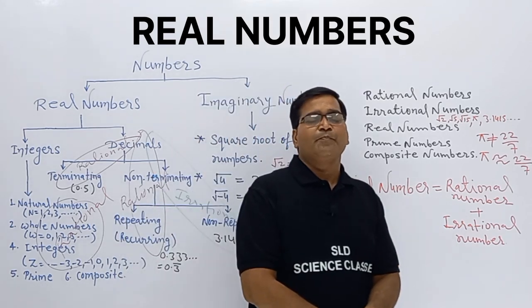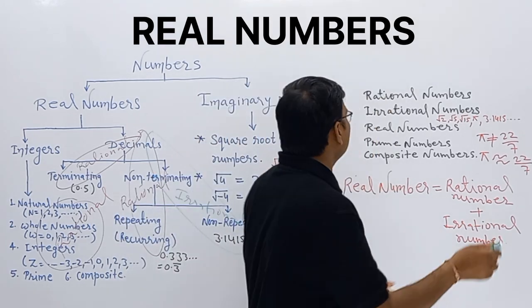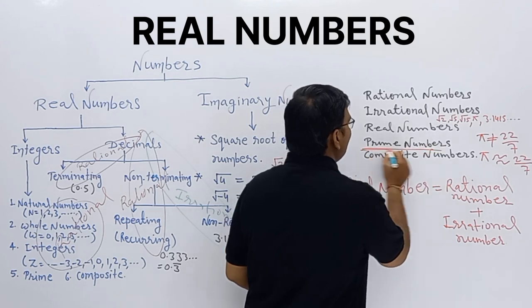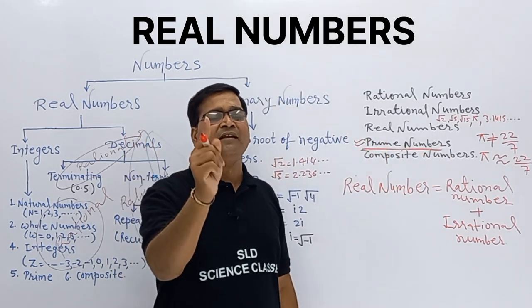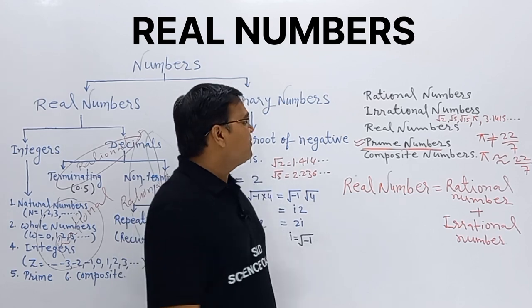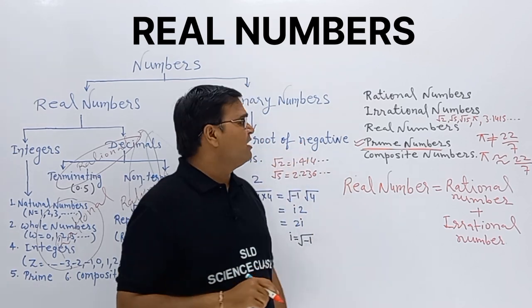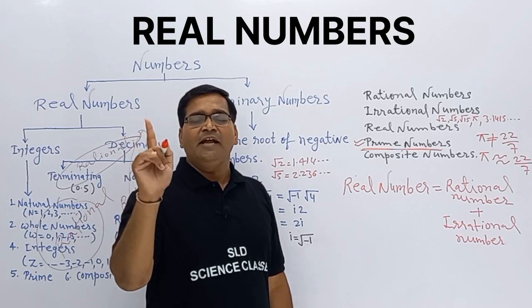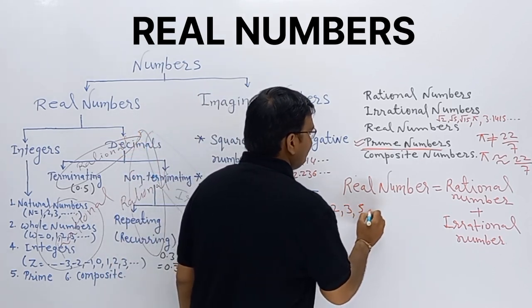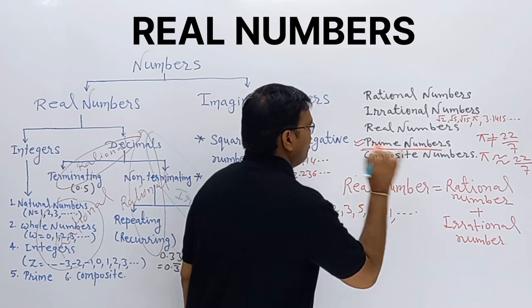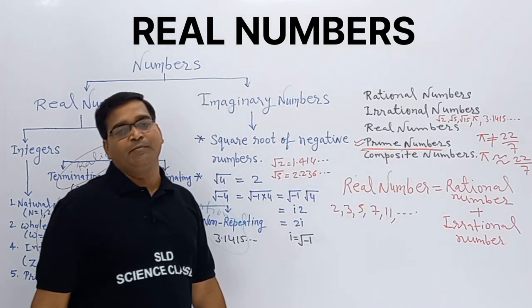You know well, what are prime numbers? What about the prime numbers? Prime numbers have two factors, 1 and itself, like 2, 3, 5, 7, 11 and so on. These are prime numbers.